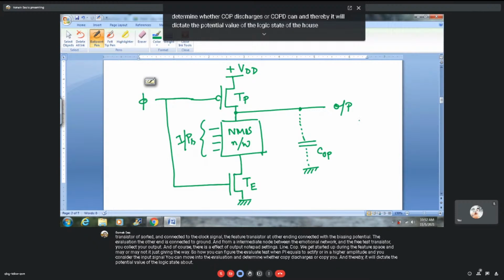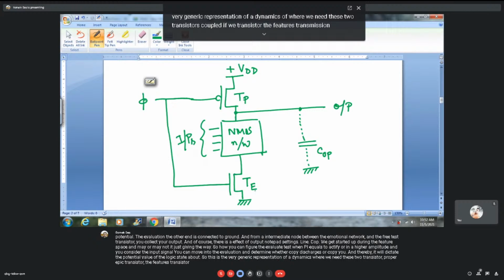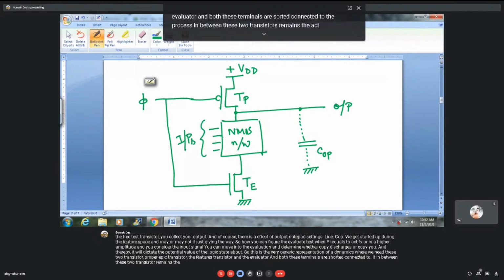So this is the very generic representation of a dynamic CMOS circuit, where we need these two transistors coupled: the precharge transistor (PMOS) and the evaluate transistor. Both these gate terminals are shorted, connected to the clock signal. In between these two transistors remains the actual logic circuit, which is the NMOS network. Depending on the Boolean expression you have provided, you have to design the NMOS network.